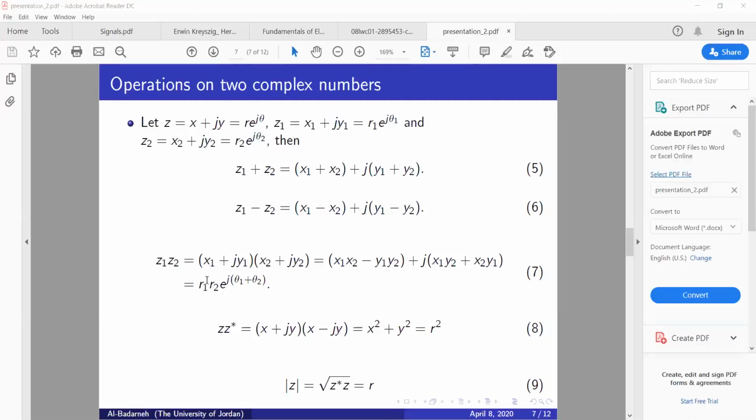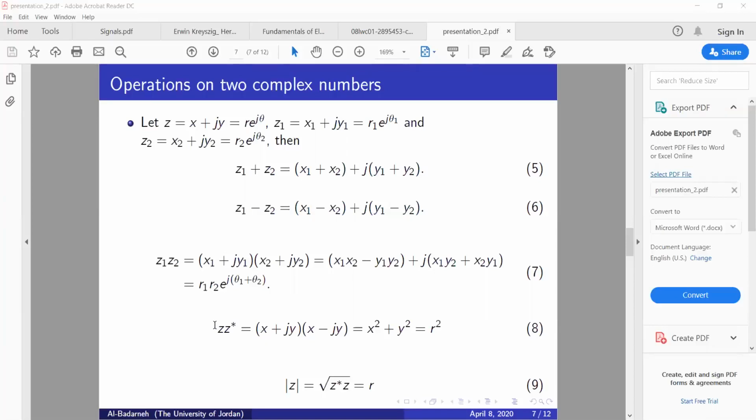Now, if we have z1 and z2 in the polar form, then one might write z1 multiplied by z2 is r1 e to the power j theta 1 multiplied by r2 e to the power j theta 2, which is simply r1 r2 e to the power j theta 1 plus theta 2.